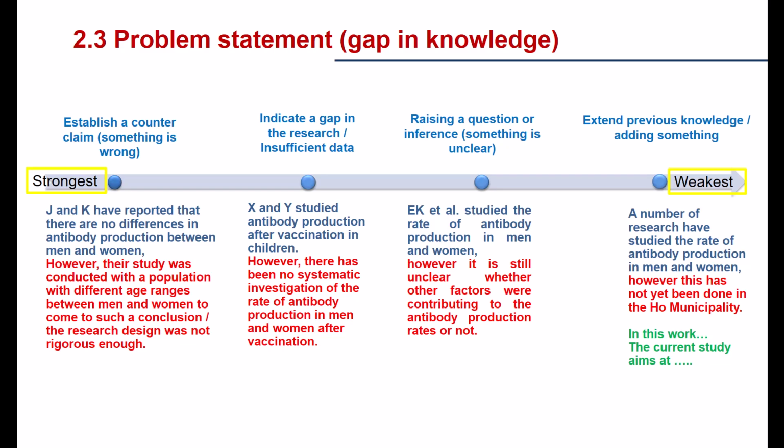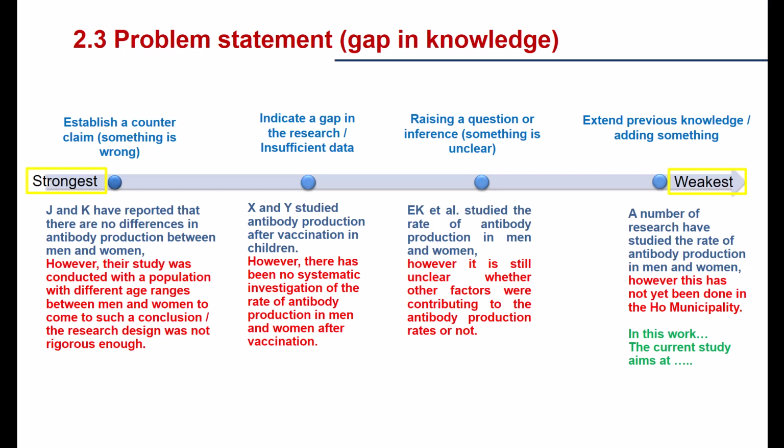Then we go to the third part, which is the problem statement. And there are 4 ways you can approach this. From the left towards the right, we have the strongest case and then the weakest case. So first you can establish a counterclaim. You can indicate that something is wrong about what has been done already, and this is the strongest. So you have to be really sure that what you are saying is correct and you've done your background study before you use this counterclaim approach, because you are basically attacking somebody's work.